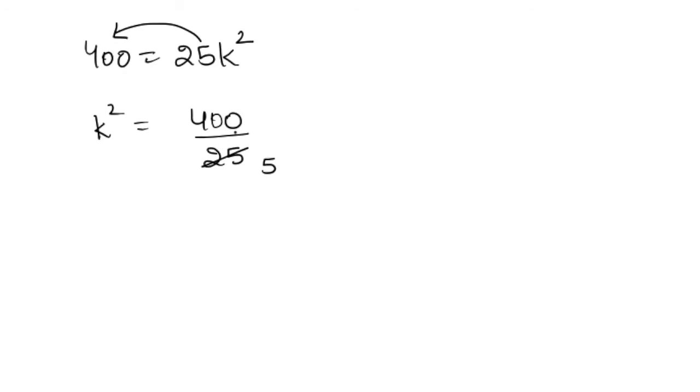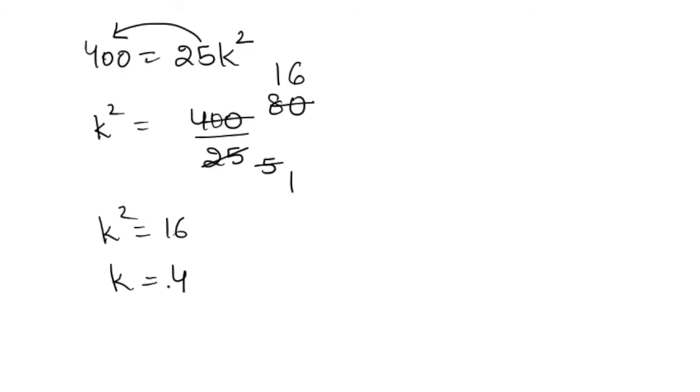5 5s are 25, 5 8s are 40, and one more 0 will come with this. Again 5 1s are 5, 5 1s are 5, 30 you will get, and 16 you will get here. So K square is equal to 16. That means the value of K is equal to 4.